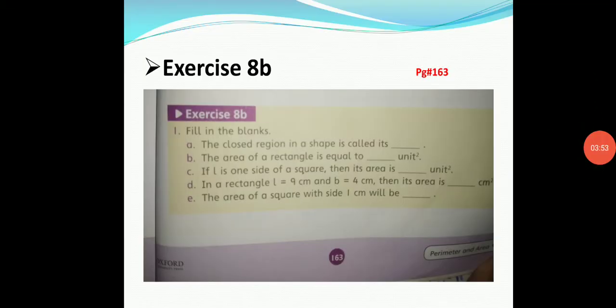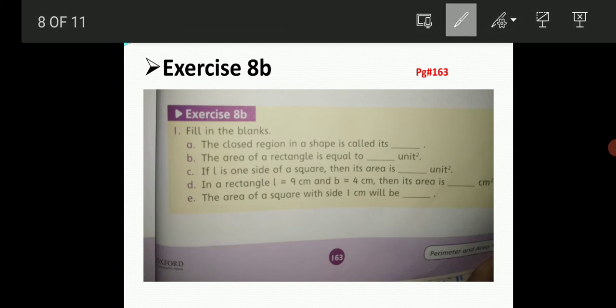Okay, now move on to exercise 8b, that is your area part, which is on page number 163. Question number 1 is fill in the blanks. The closed region in a shape is called its area. Let's say part D. In a rectangle, L is 9 centimeter and B is 4 centimeter. Then its area is, we know the formula of area is L into B. So we simply multiply 9 by 4, that is 36 centimeters, your answer.